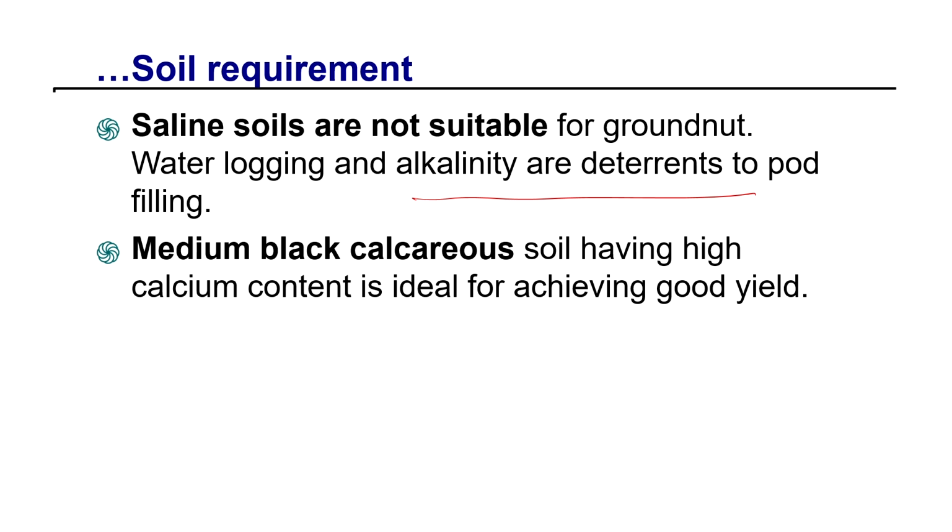Medium black calcareous soils having high calcium content are ideal for achieving good yield, because this groundnut crop particularly loves to take calcium. The calcium requirement is high in this crop. So, calcareous soils contain calcium, therefore it can perform better under those conditions also.